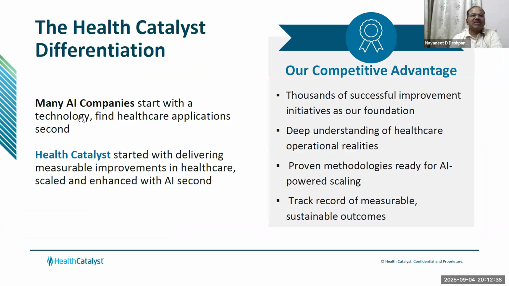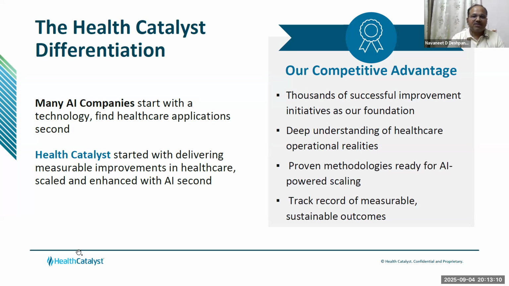So many AI companies start with technology and then find healthcare applications second. So they started with technology, which is a bad way of starting. Actually, they should be more concerned about the healthcare applications. So Health Catalyst is a company which started with delivering measurable improvements in healthcare, and then they scaled and enhanced with AI as a second. So the priority given to AI is second. The first priority has to be given to health improvements, or measurable improvements in healthcare.